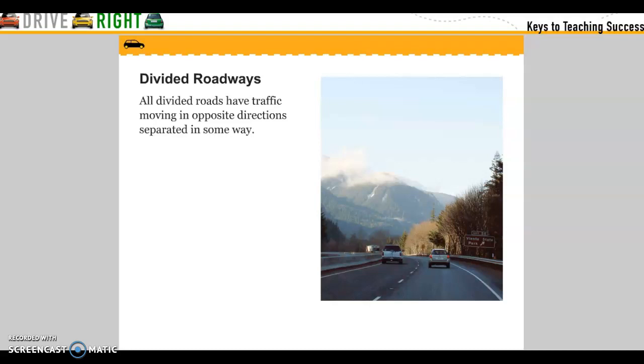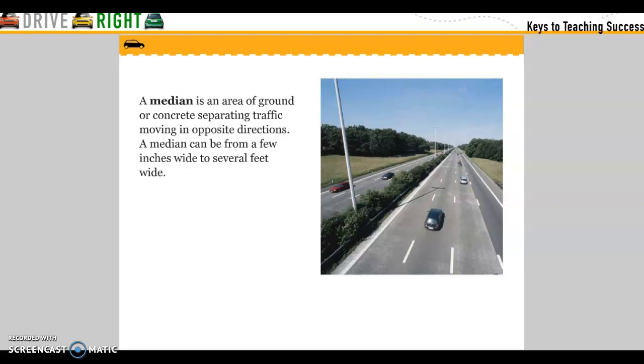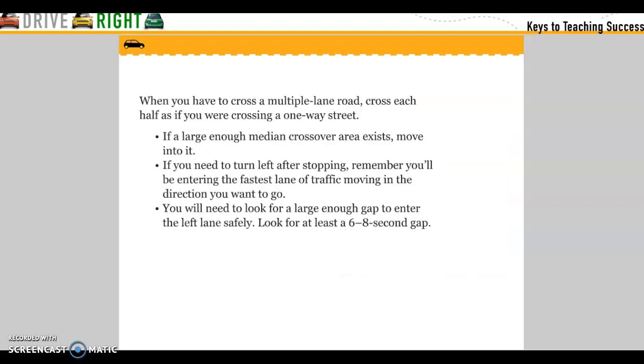Divided roadways. All divided roads have traffic moving in opposite directions, separated in some way. A median is an area of ground or concrete separating traffic moving in opposite directions. A median can be from a few inches wide to several feet. When you have to cross a multi-lane road, cross each half as if you were crossing a one-way street. If a large enough median crossover area exists, move into it.